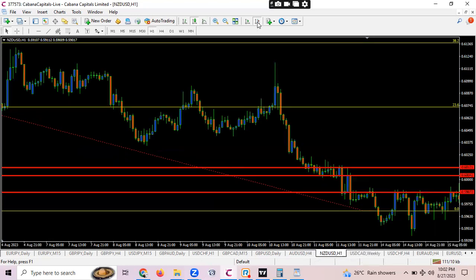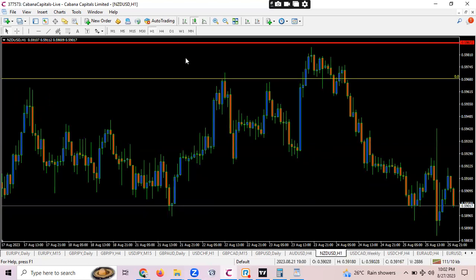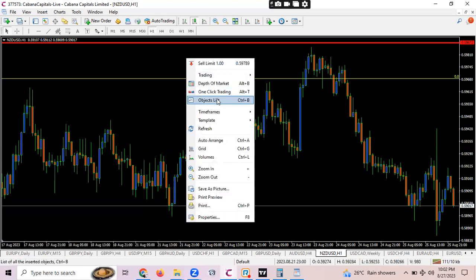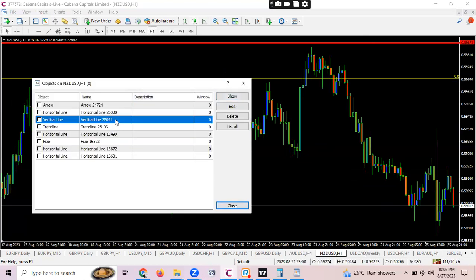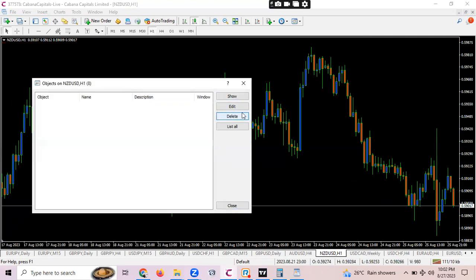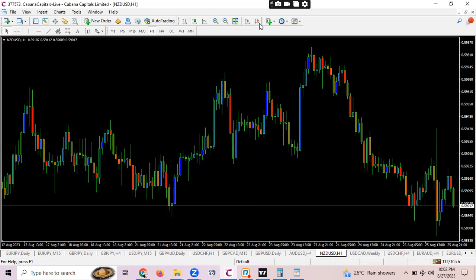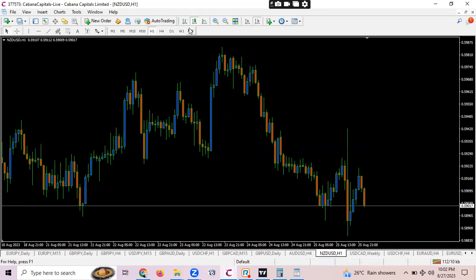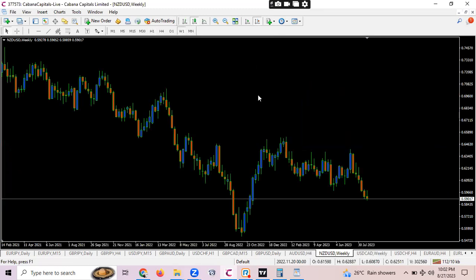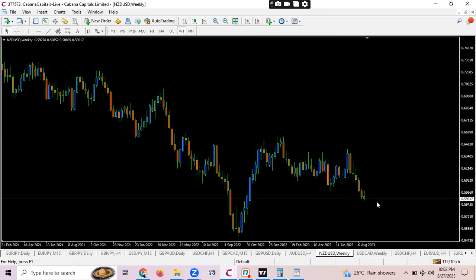Now, the setup we have on New Zealand is similar to what we have on Australian dollar USD. So we might not have to spend much time on New Zealand USD. Let's start with the weekly. What we have on the weekly on New Zealand USD looks like an inverted hammer, which indicates a change in trend from bearish to bullish.